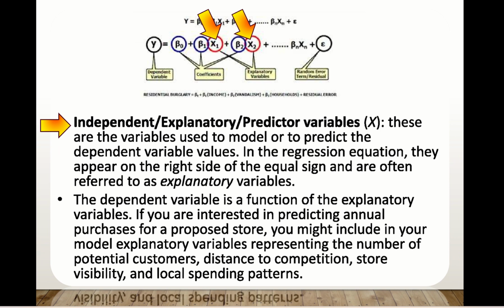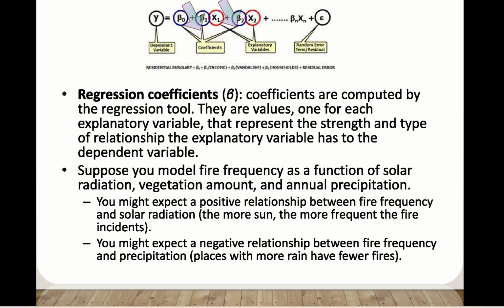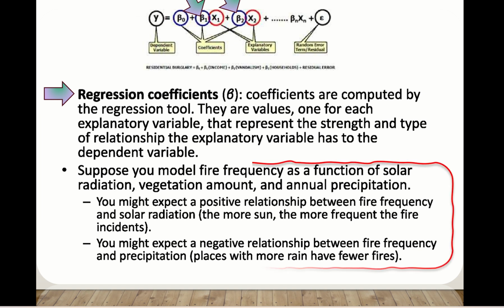And then, of course, we have our independent variables, sometimes called the predictor or explanatory x variables. These are the variables that we're going to be inputting into the regression analysis to try to predict the dependent variable. And then we have our coefficients. This defines the mathematical relationship between each of the x variables, the independent variables, and the dependent variable.